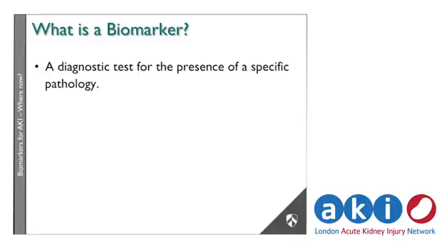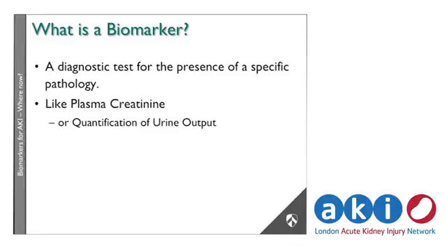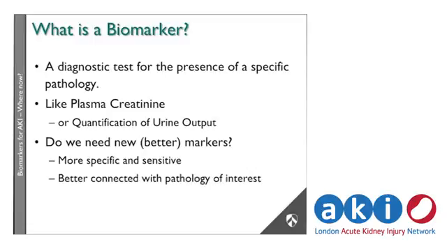So what's a biomarker? A biomarker is merely a diagnostic test for the presence of specific pathology. So plasma creatinine or quantification of urine output is a biomarker. But do we need newer, better markers? They have to be more specific and sensitive, and we want them to be ideally connected with a pathology of interest.